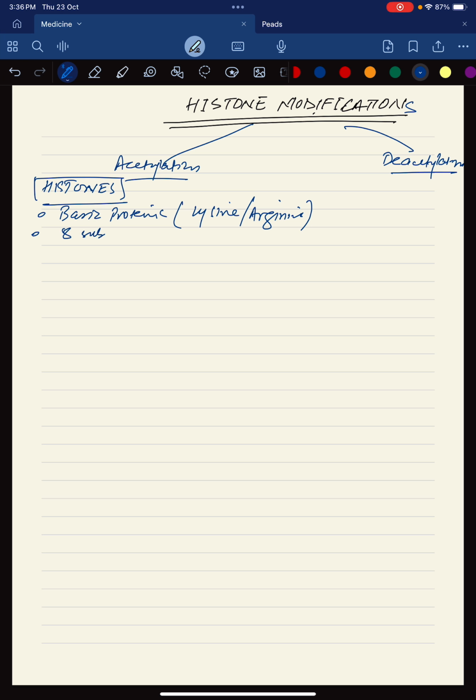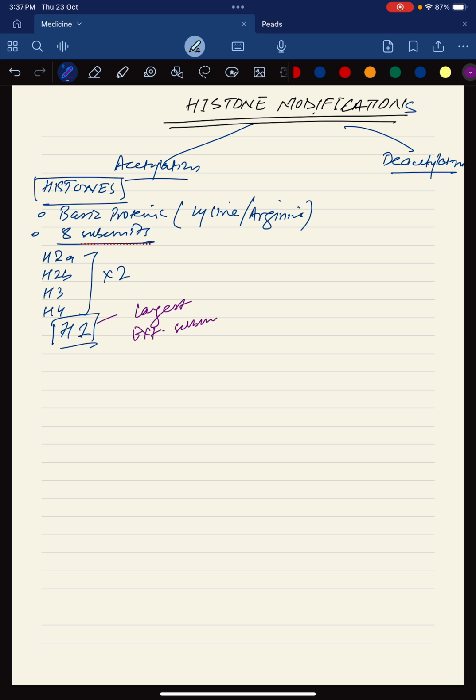Furthermore, it has 8 subunits, which are H2A, H2B, H3, H4, and all of them are present twice, so that makes it 8 subunits, with an external subunit that is H1. H1 is very important because it's the largest external subunit. It is more basic and it has a role in keeping the nucleosome core together. It keeps it together, right?